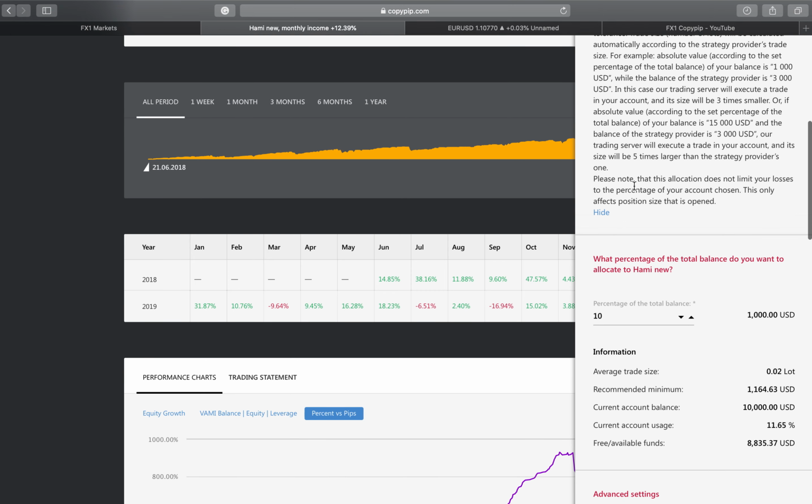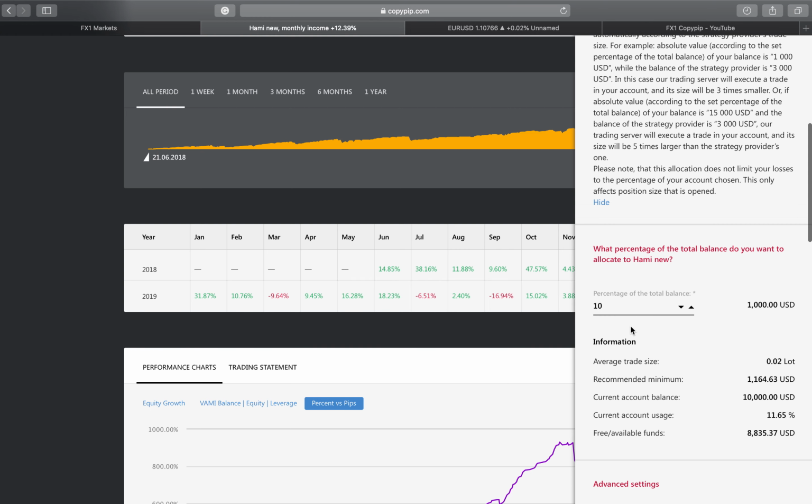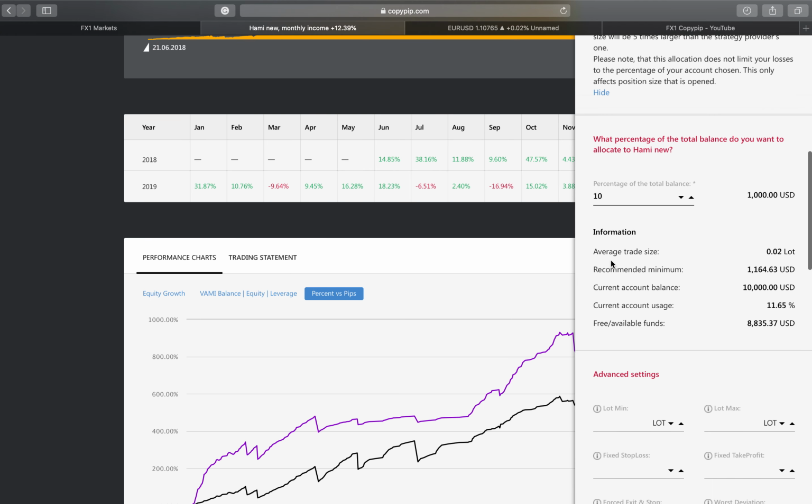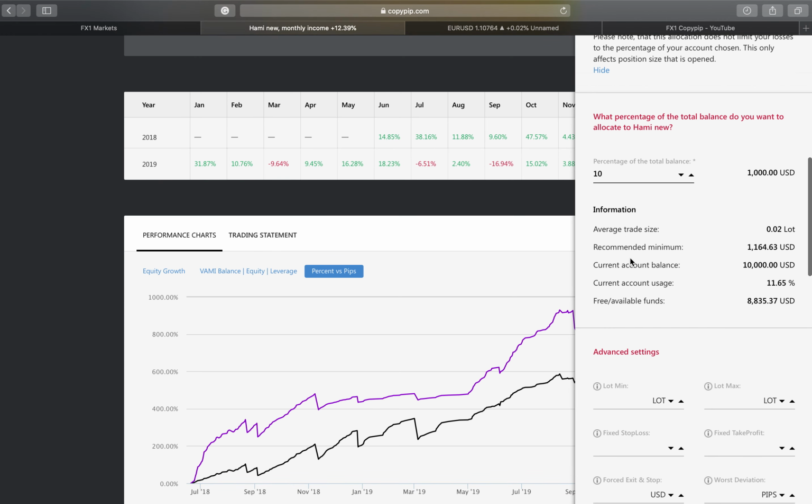And please note that this allocation does not limit your losses to the percentage of your account chosen. This only affects the position size. So basically this is the setting mostly for the position sizes. Here you can see the average trade size, which is 0.02 for this trader.